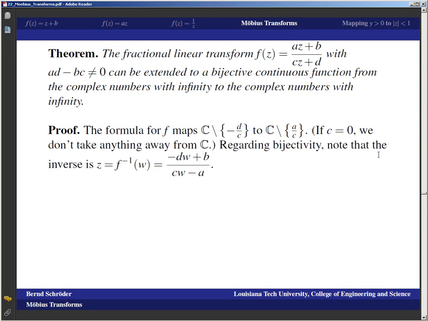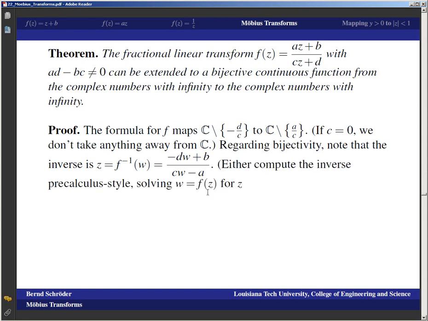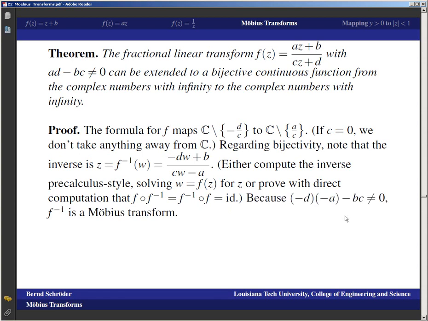So regarding bijectivity, we can now note that the inverse is f inverse of w being negative dw plus b over cw minus a, and I deliberately left that out. What you can do to show that this is right is you either compute the inverse pre-calculus style, you set w equal to this right side and solve for z, or you could also prove it with a direct computation by just plugging f inverse into f and f into f inverse and show that either way you just end up with the identity function, so that either one of those compositions simplifies down to z.